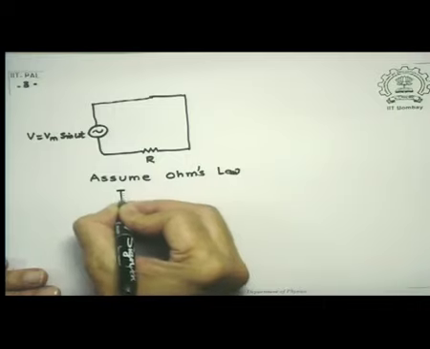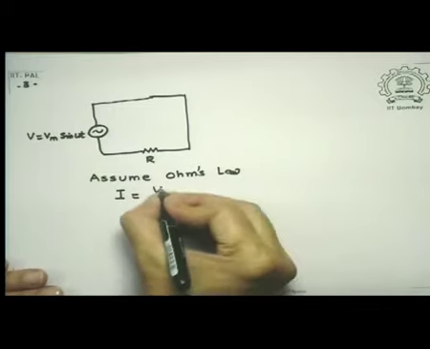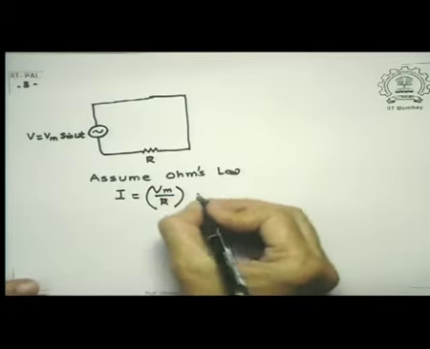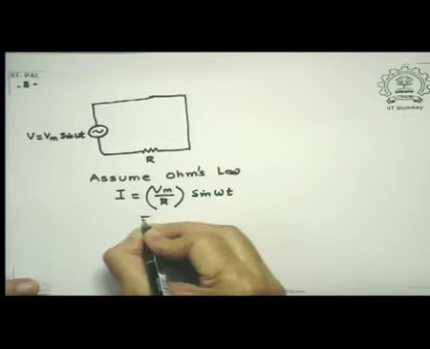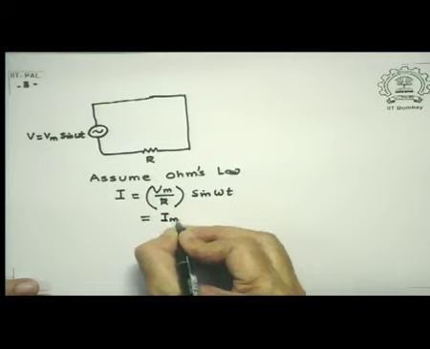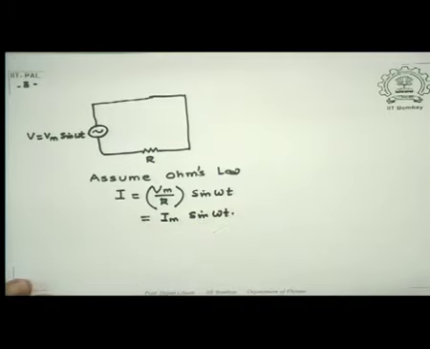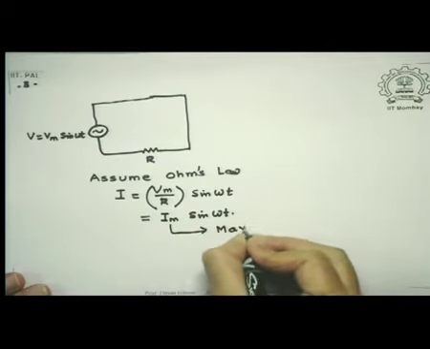So my current I is given by this quantity Vm divided by R times sin omega t, which we will write as Im, maximum, times sin omega t, where Im is the maximum value of the current in the circuit.